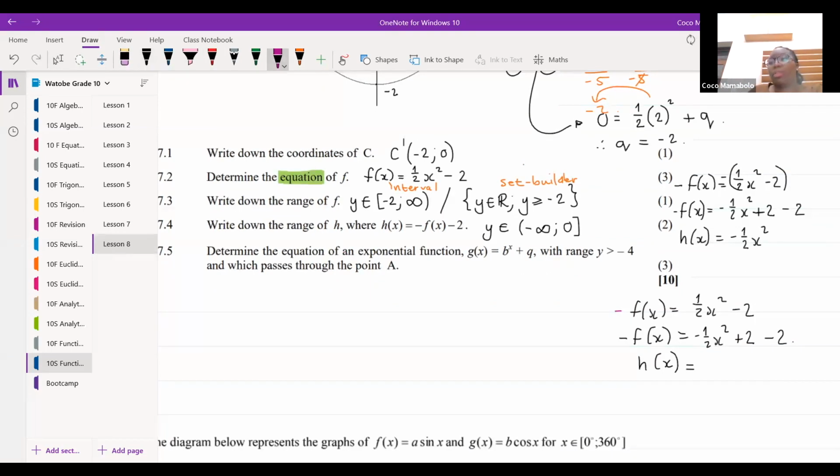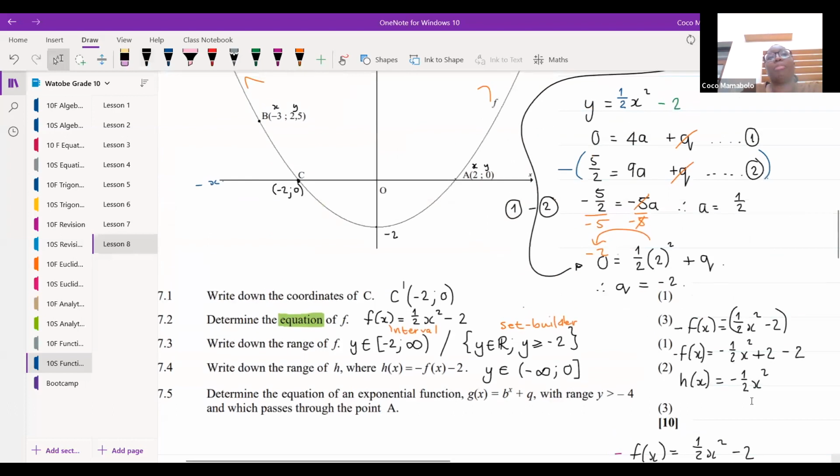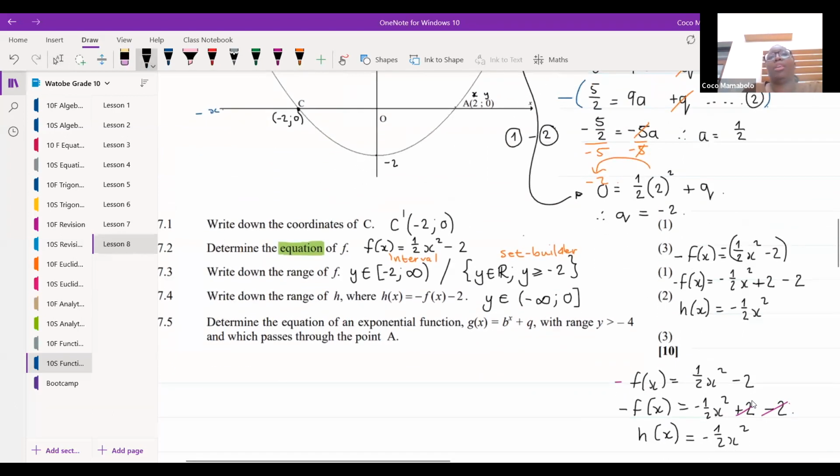Negative 1 over 2 x squared. Good, because these two will cancel. 2 minus 2 will cancel, so we will have negative 1 over 2 x squared left. Correct? Okay. If we draw this on the graph, do you agree my graph will go through the origin right there?